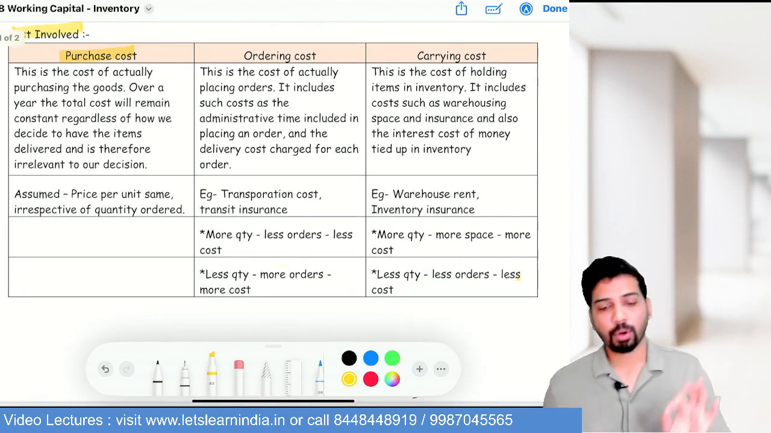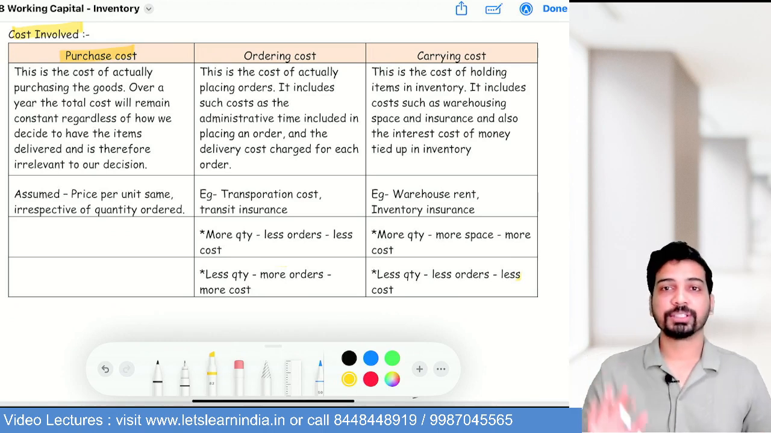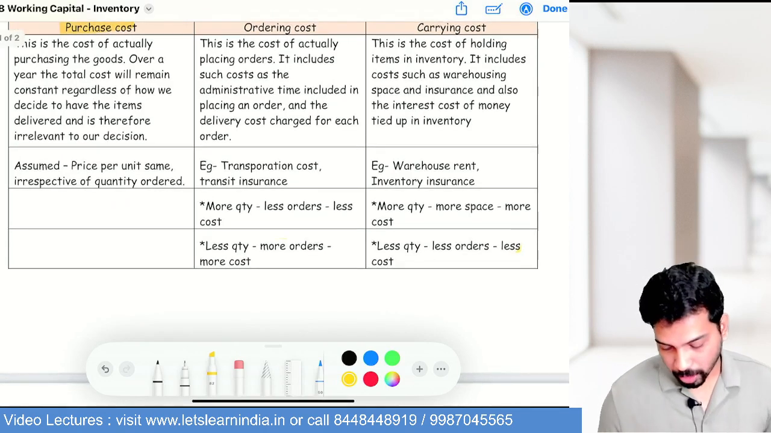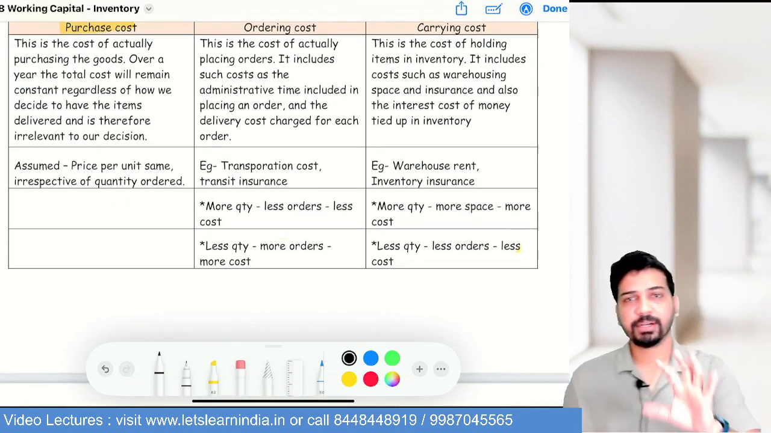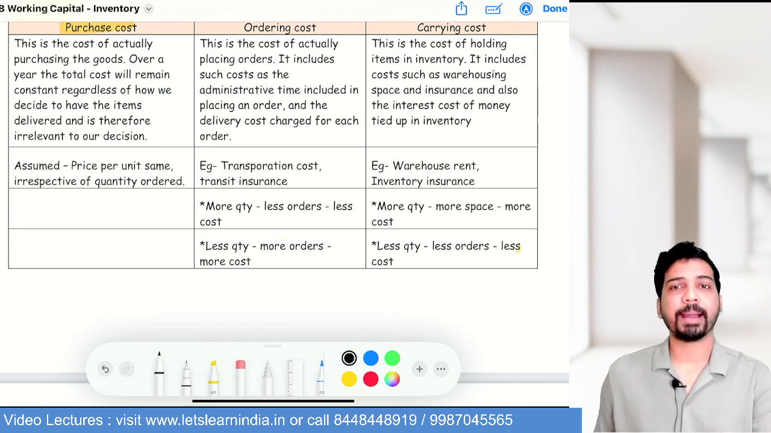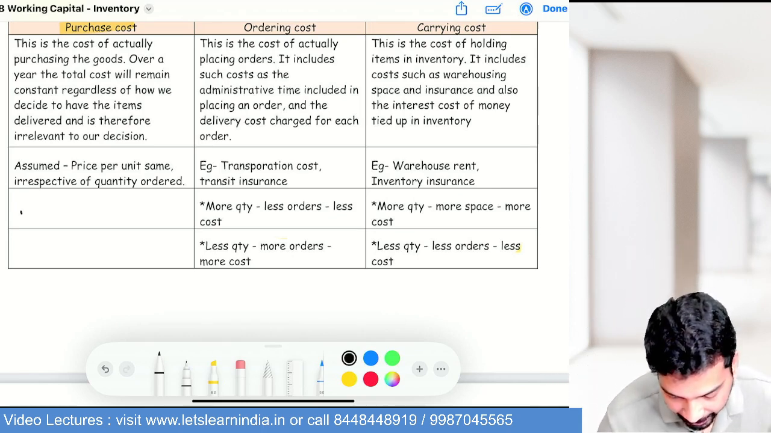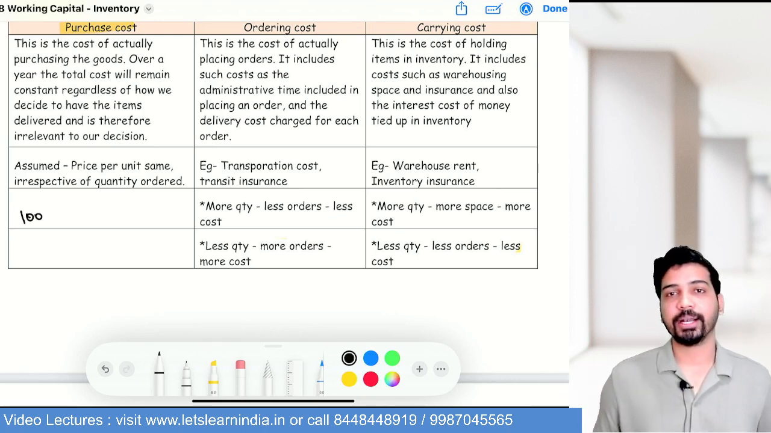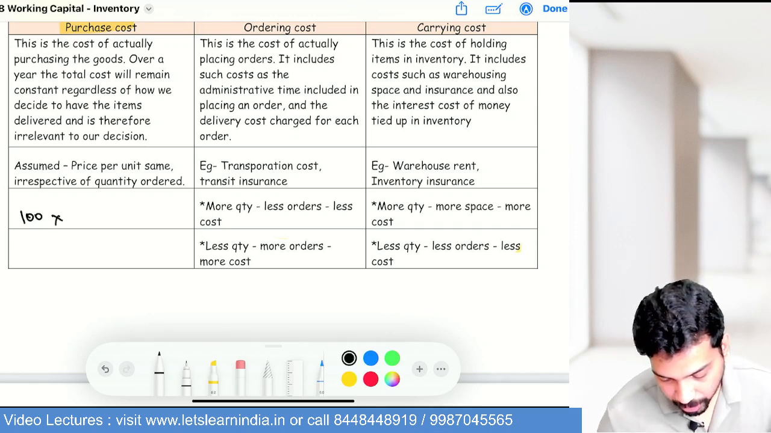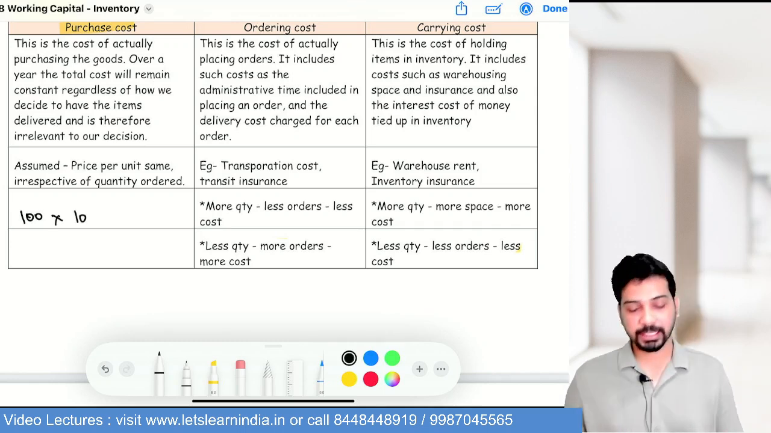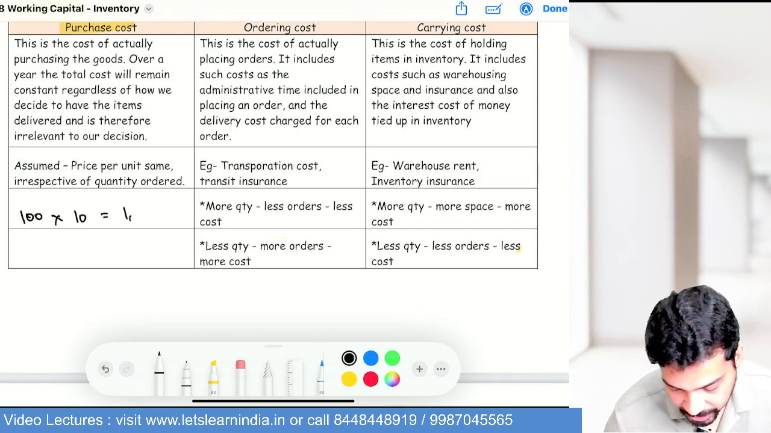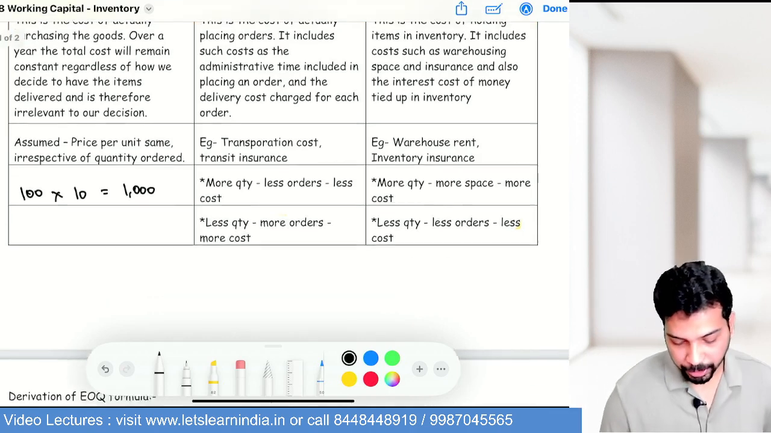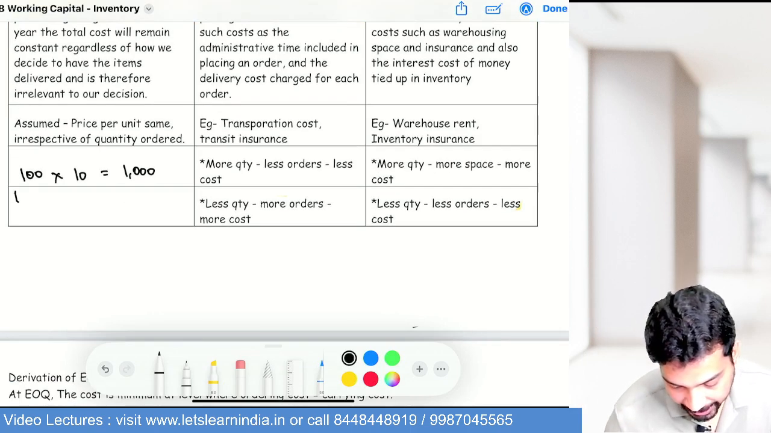Now, the total purchase cost annually will always remain the same. Now, give me an example, sir. I did not understand. For example, let's take a different example. You consume 100 packets of Lay's in a year, and you thought of buying that entire 100 packets all at once. The cost of a packet is 10 rupees. For 100 packets, your total annual cost will be how much? 1000 rupees.